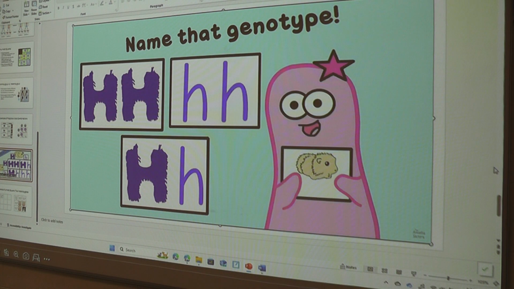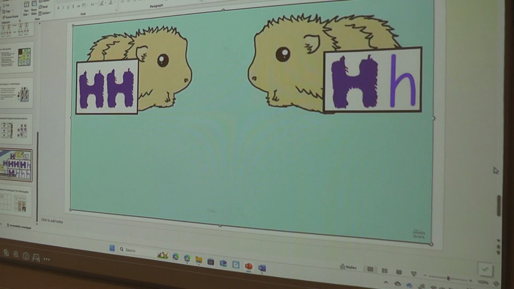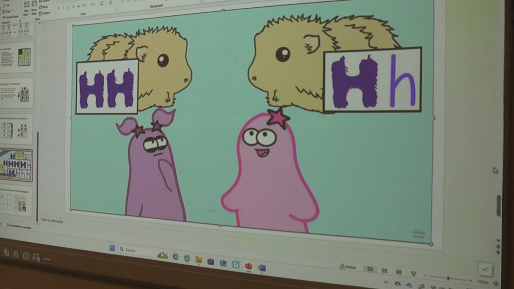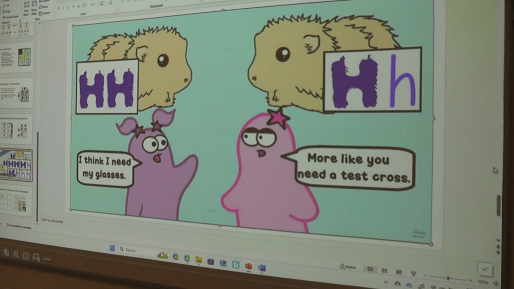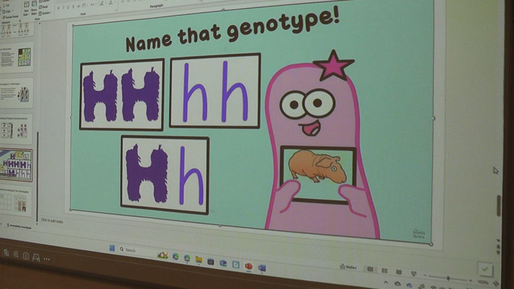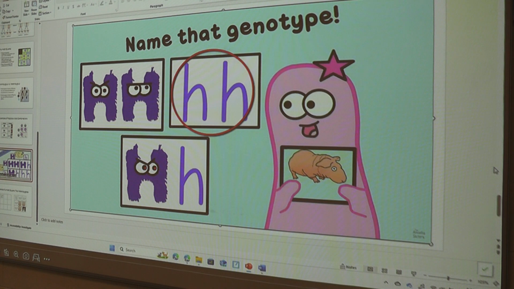If I were to show you a guinea pig with hair, would you know its genotype? Well, you would know it's not little h, little h, because if it was, then it would be hairless. But remember, a guinea pig with hair, it could be big H, big H, or big H, little h. We don't really know. We could do a test cross to eventually determine this, but you can't tell just by looking at the guinea pig. Now, if we had a hairless guinea pig, we do know for sure that it's little h, little h, because if it did have a capital letter, even one, that dominating allele would take over and it would have hair.